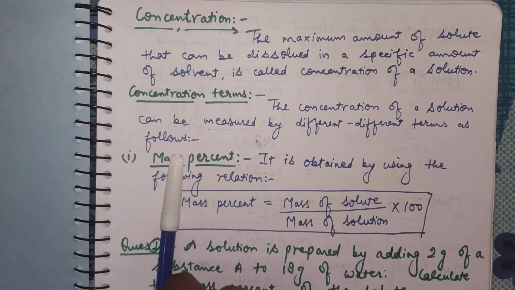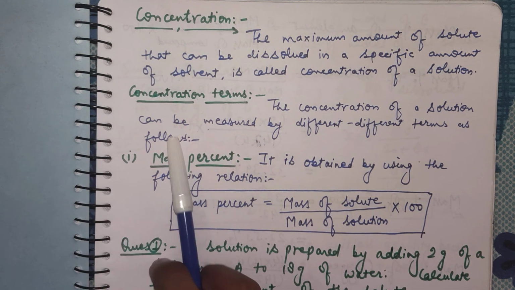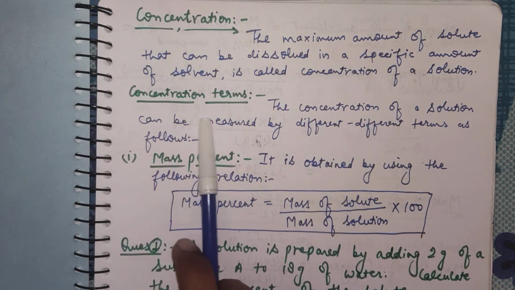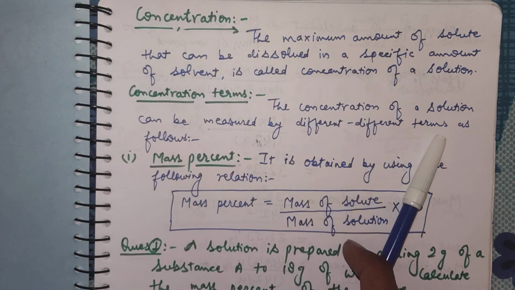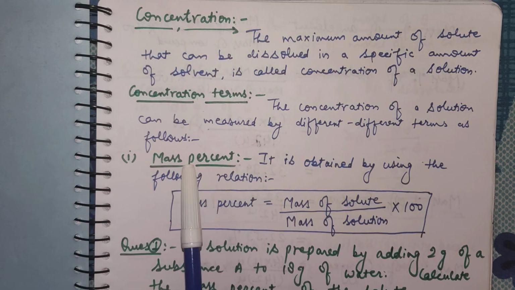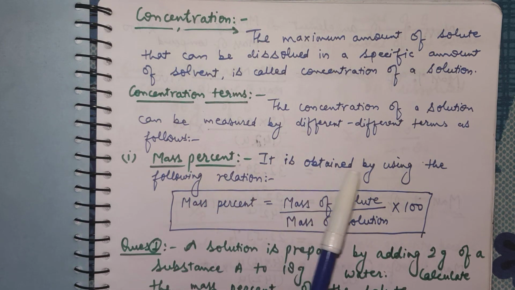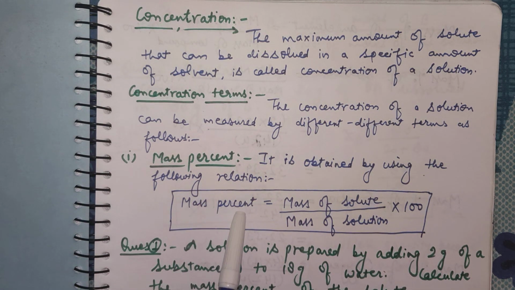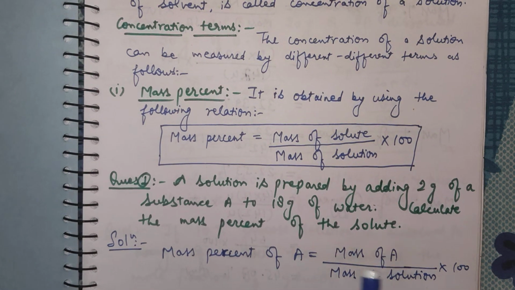Now we will discuss concentration terms in the next topic. The concentration of a solution can be measured by different terms as follows. First, mass percent. It is obtained by using the following relation. Mass percent is equal to mass of solute upon mass of solution multiplied by 100. That is one formula of mass percent, and one question is based on this formula.